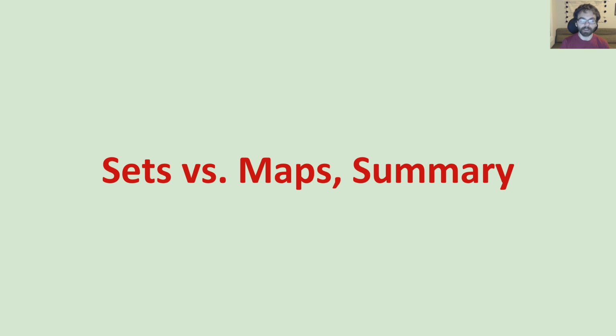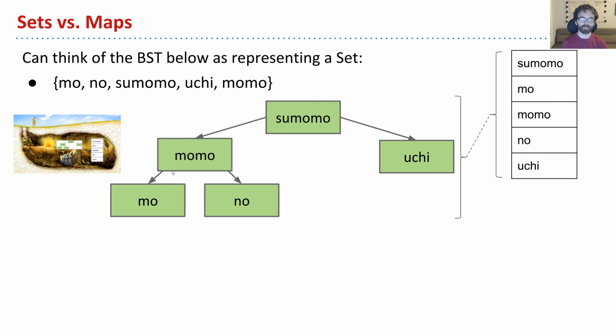Let's wrap up. Before we summarize what we've achieved, I want to talk about how the knowledge we have so far can be used to implement a map, as opposed to a set, which we've seen before. To be perfectly clear about what's going on, the user expects a set that contains sumomo, mo, momo, no, and uchi. It has contains operations, an add operation, whatever else. And what we have chosen to do to represent it, us monks in the cave, is we are using a binary search tree as our underlying representation. Not an array, not a linked list, but a binary search tree.